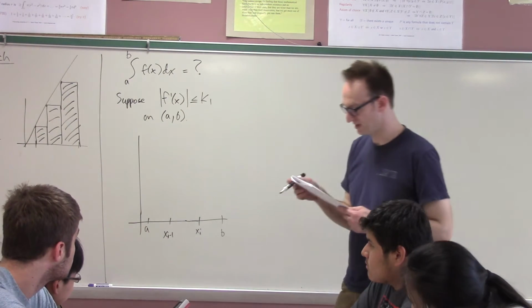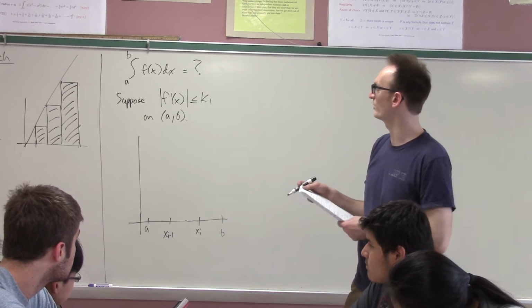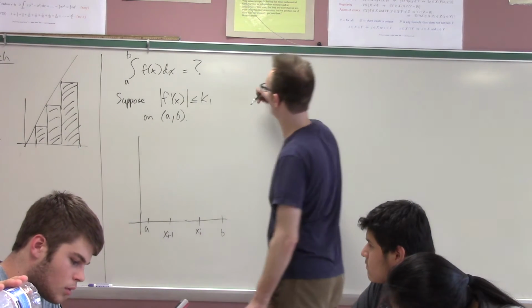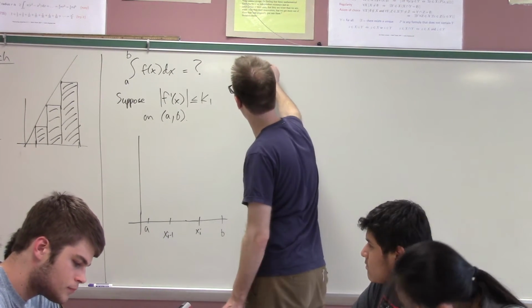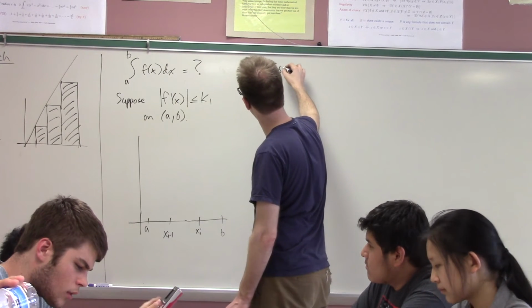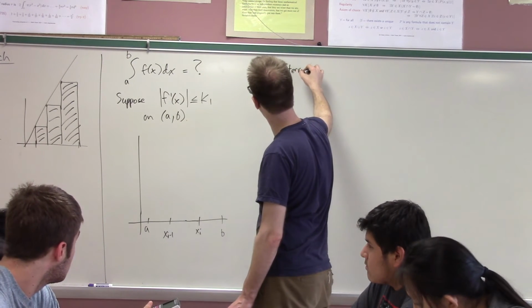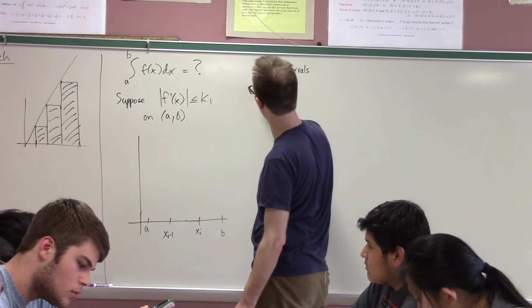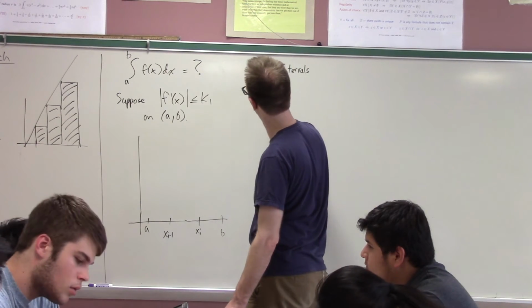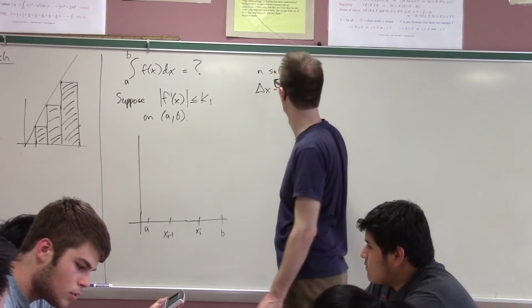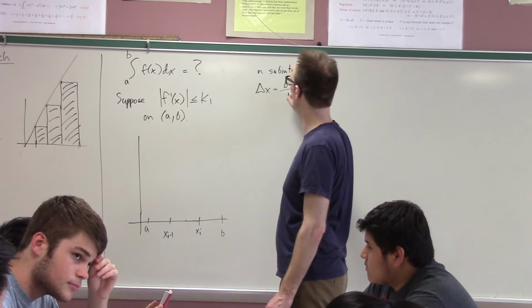And I probably need to introduce a little bit more facts here. So we're taking the interval from A to B. We're going to use n subintervals. And if we're going to use n subintervals, what is delta x, the width of each subinterval? We're going to do equal width subintervals. Oh, it sure is b minus a over n.